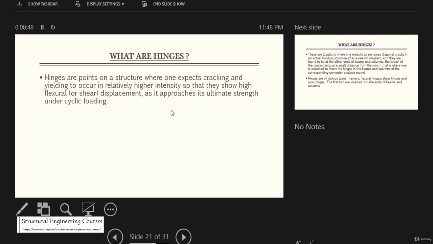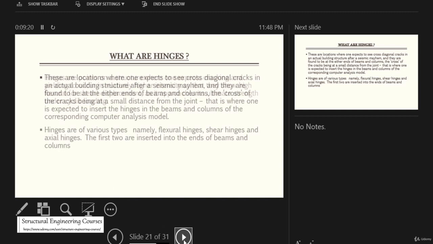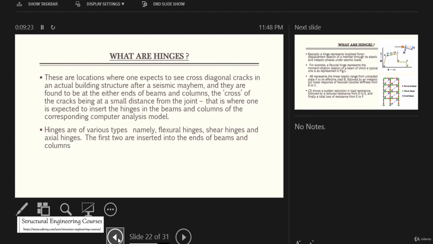So what are hinges? Some of you must be thinking that I had already used this word in the previous slides also. Hinges are points on a structure where one expects cracking and yielding to occur in relatively high intensity. This line you should read again. That is, hinges are the points on structural elements, let us say beams or columns or beam column junctions, where one expects cracking and yielding to occur in relatively higher intensity, so that they show high flexural shear displacement as they approach the ultimate strength under the cyclic loading. These are the locations where one expects to see the cross diagonal cracks in an actual building structure after the seismic forces, and they are found at either ends of the beams or columns.